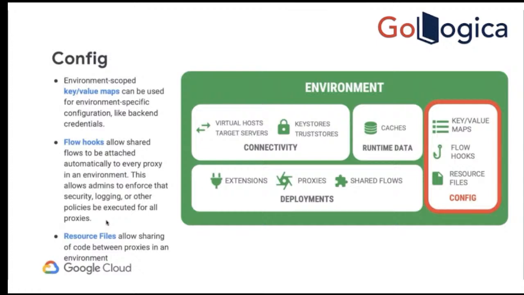Then we have the resource file. Resource file allows sharing of the code between proxies in the environment. So again, at the environment level, you can create a resource file like a Java file or a JavaScript file, and that file can be referenced from any proxy within the environment. So those things Apigee also supports. If you want to have a single file which can be shared across or referenced, you can do that.